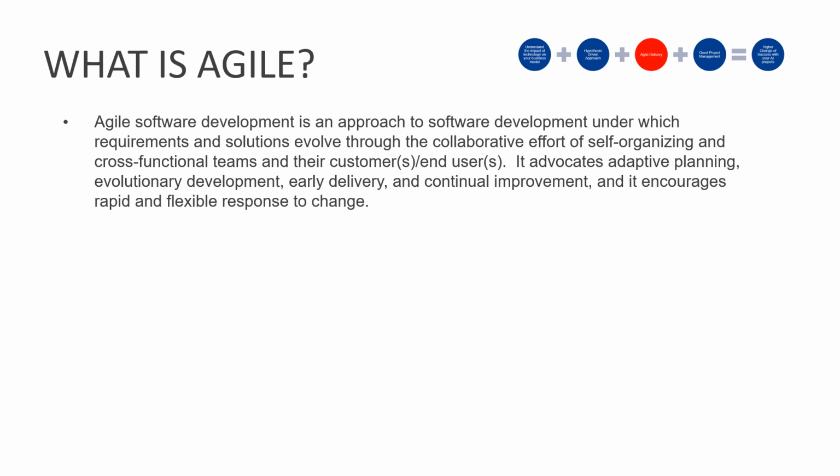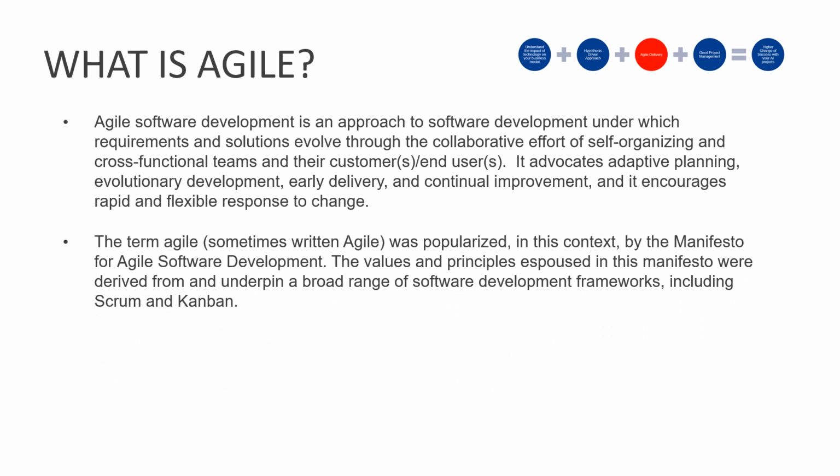So what it does is it advocates adaptive planning and evolutionary development, where you essentially spend more and more time ongoing as you develop the solution with the users of the solution to get their feedback as you go. It encourages rapid development and flexible response to change. It was popularized when they released something called the Manifesto for Agile Software Development. You can go and look at this online.